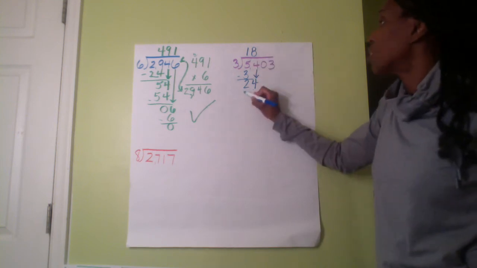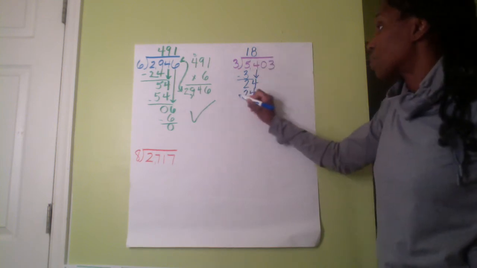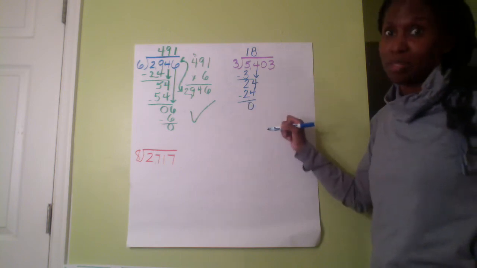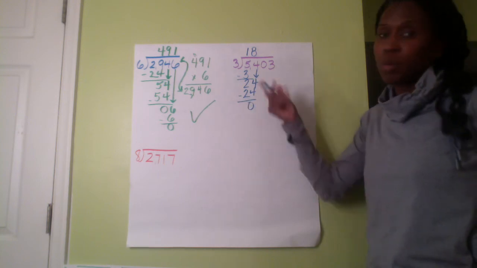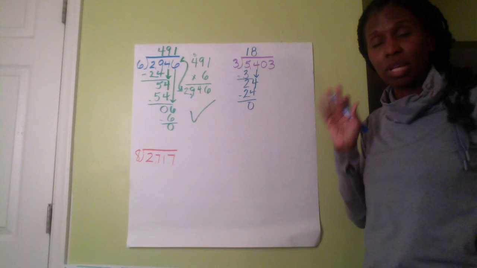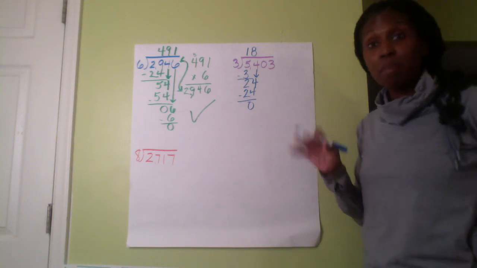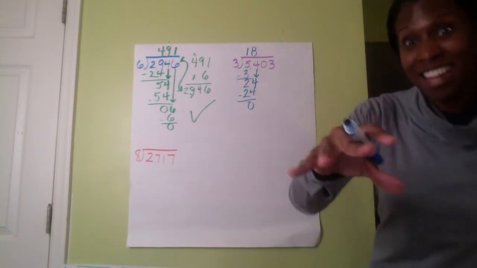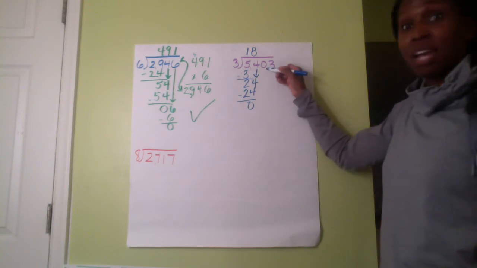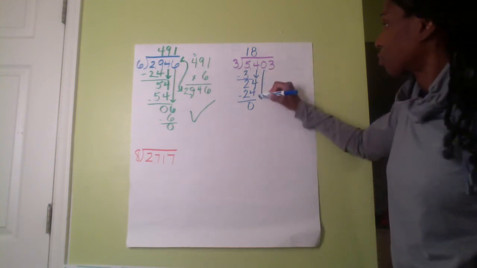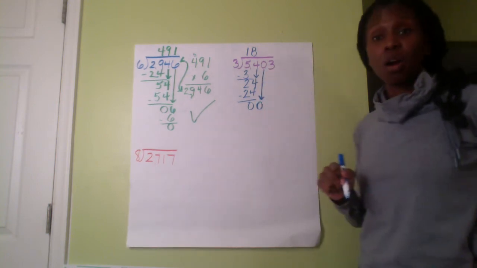8 times 3 is 24. When I subtract, it leaves me with 0, and I compare. Of course, 0 is less than 3, so we got the right number. And so the next step, B, is to bring it down, and I'm bringing down the 0. All right, so now I'm going to R, repeat.